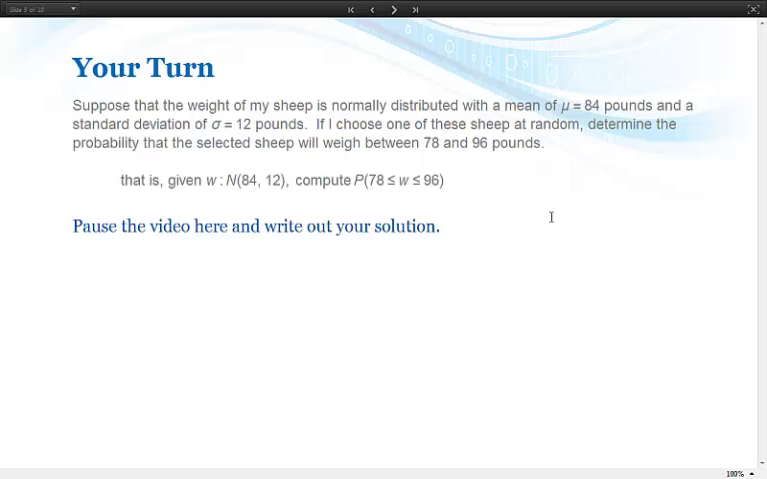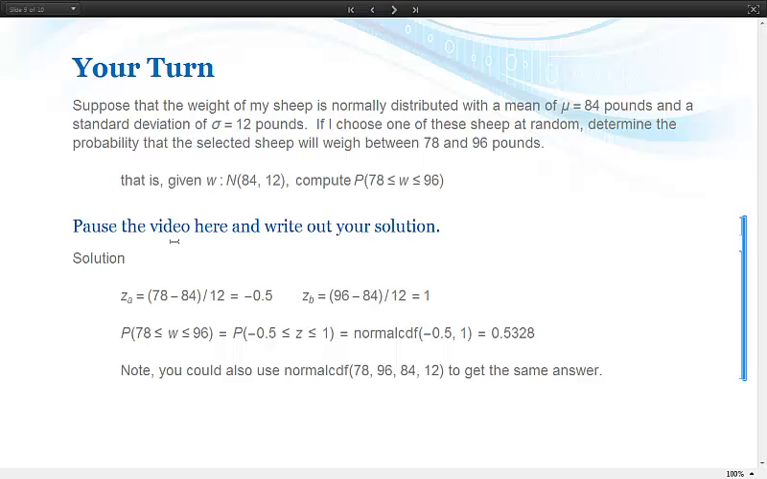So please pause the video here, work out your solution, and when you've computed the probability using z-scores, then you can continue the video. Okay, so hopefully you've done that. You've found the answer. Let's compare solutions.